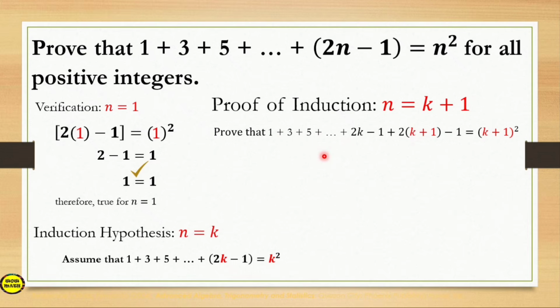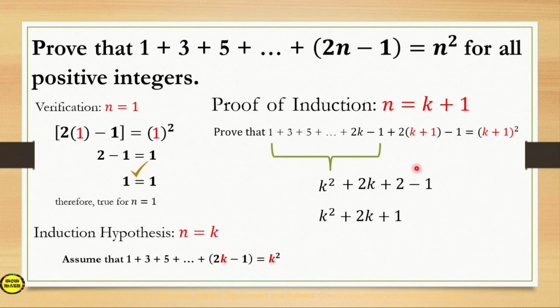So, paano ulit ginagawa? So, since ito, 1 plus 3 plus 5 plus up to 2k minus 1, ito yung class, right? Ay equal daw sa k squared. So, kunin natin yung k squared. And then, idudugtong natin ito. Plus 2 times k, that is 2k. And then, 2 times 1, that is 2. Copy minus 1. So, kailangan mag-equal siya dito sa right side natin. That is k plus 1 squared. And then, kailangan natin i-simplify kasi meron tayong 2 minus 1.